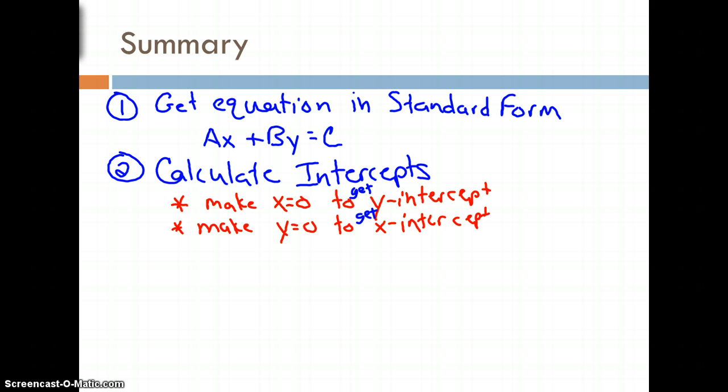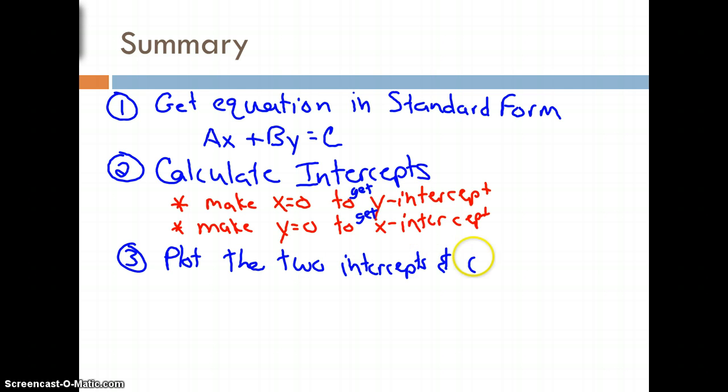And our last step then would be to plot the two intercepts and connect them with the line. Same process for all of these. That's all we got. That's all you have for your video tonight. We'll practice some graphing during class tomorrow.